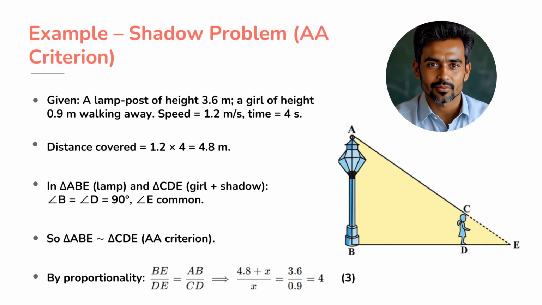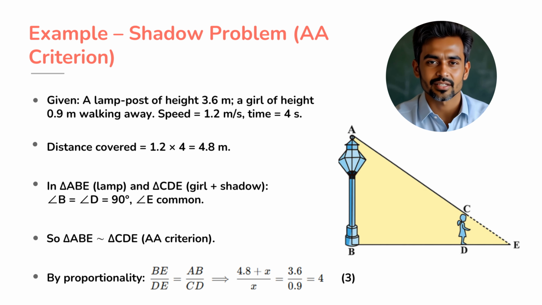Let's break it down. We have a lamppost standing 3.6 meters tall and a girl walking away from it. The girl's height is 0.9 meters and she's walking at a speed of 1.2 meters per second. She walks for 4 seconds, so the distance she covers is, yep, you guessed it, 1.2 meters per second times 4 seconds, which gives us 4.8 meters. That's how far she's walked in 4 seconds.